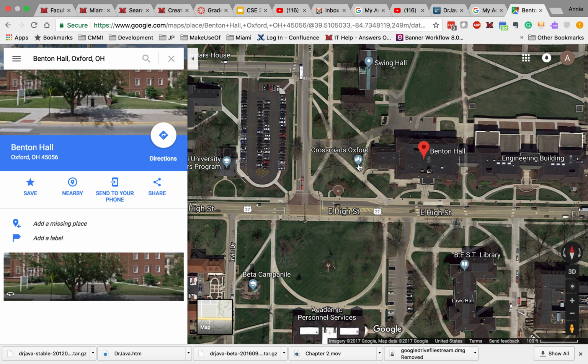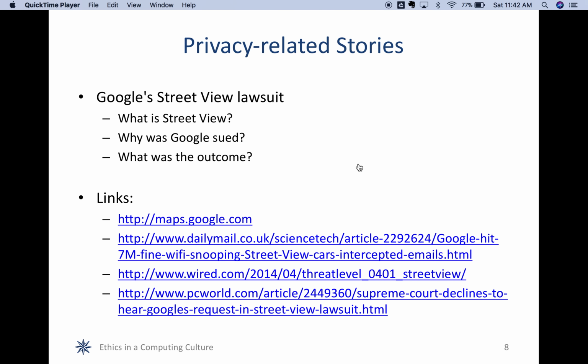So why was Google sued over Street View? Well, let me get back to my presentation. Well, it turns out that in addition to taking photos, and the way they took photos is with cameras that are mounted on tops of cars, they were also collecting information about all the Wi-Fi networks in the neighborhood where it traveled.